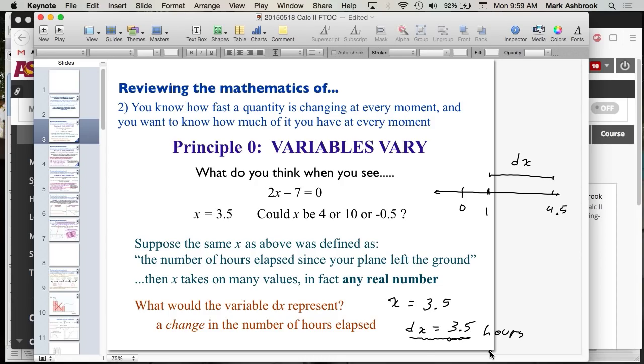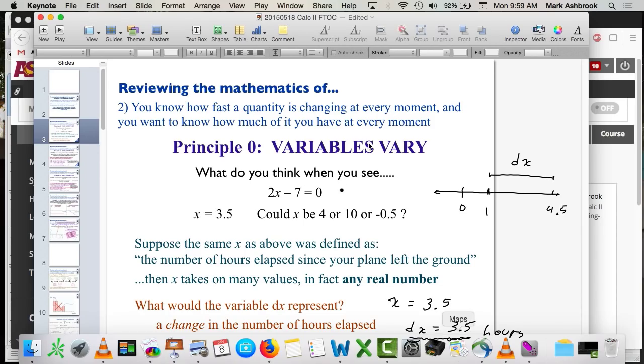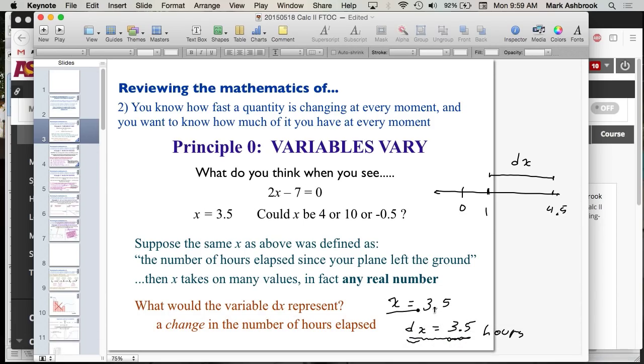Okay? So, important concept. Dx is a change, an amount of change in whatever our x variable is, in this case, the amount of change in time since the plane left the ground.